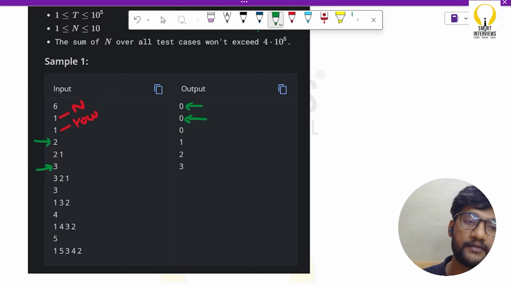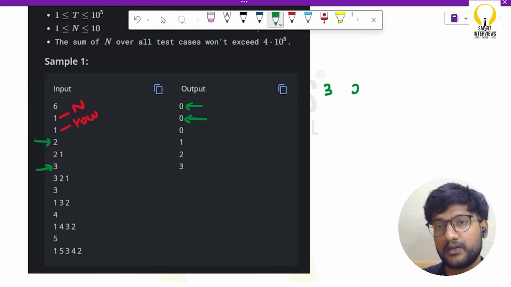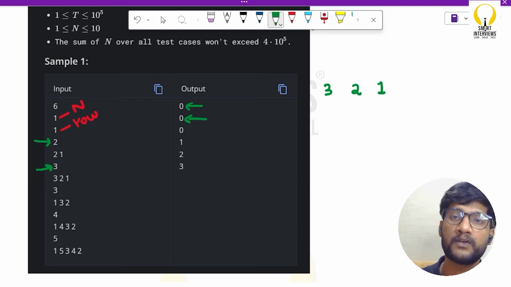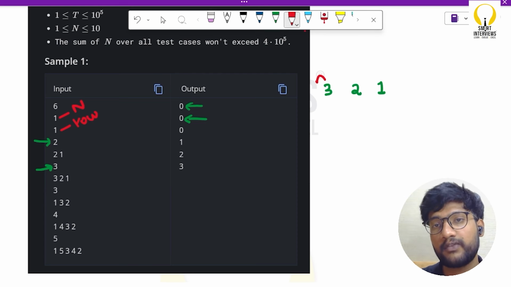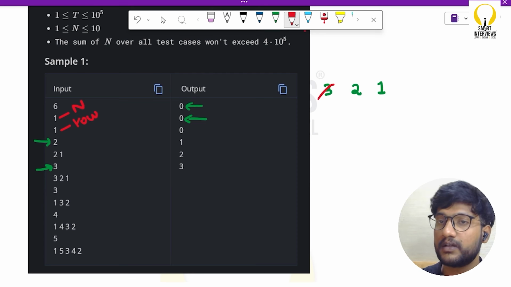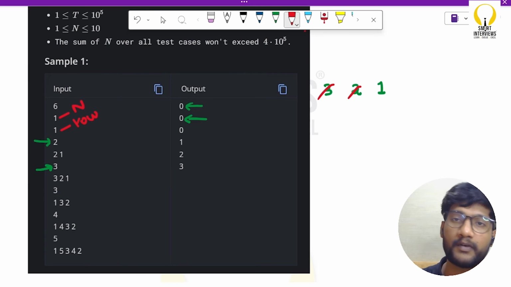Again, for the next test case, we have 3, 2, and 1. So what can you do? 3 can go from the left side, so done. 2 can go from the left side, done. Then 1 you can go from left or right. So no person is going to be disturbed, and again the output will be 0 itself.